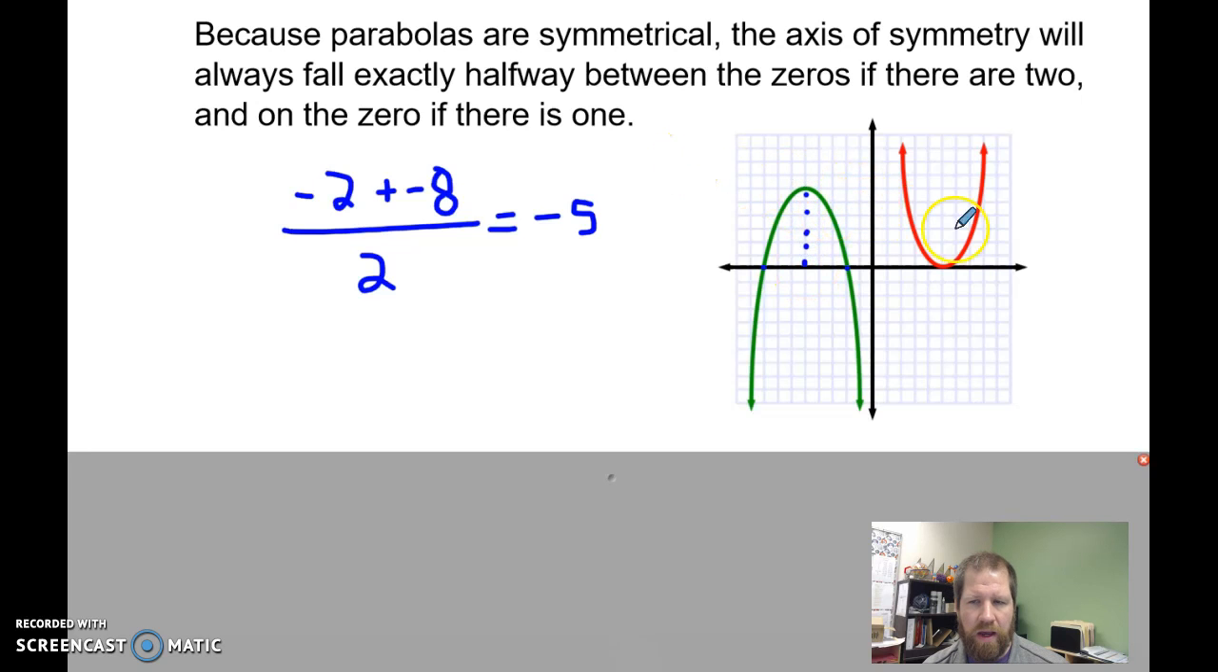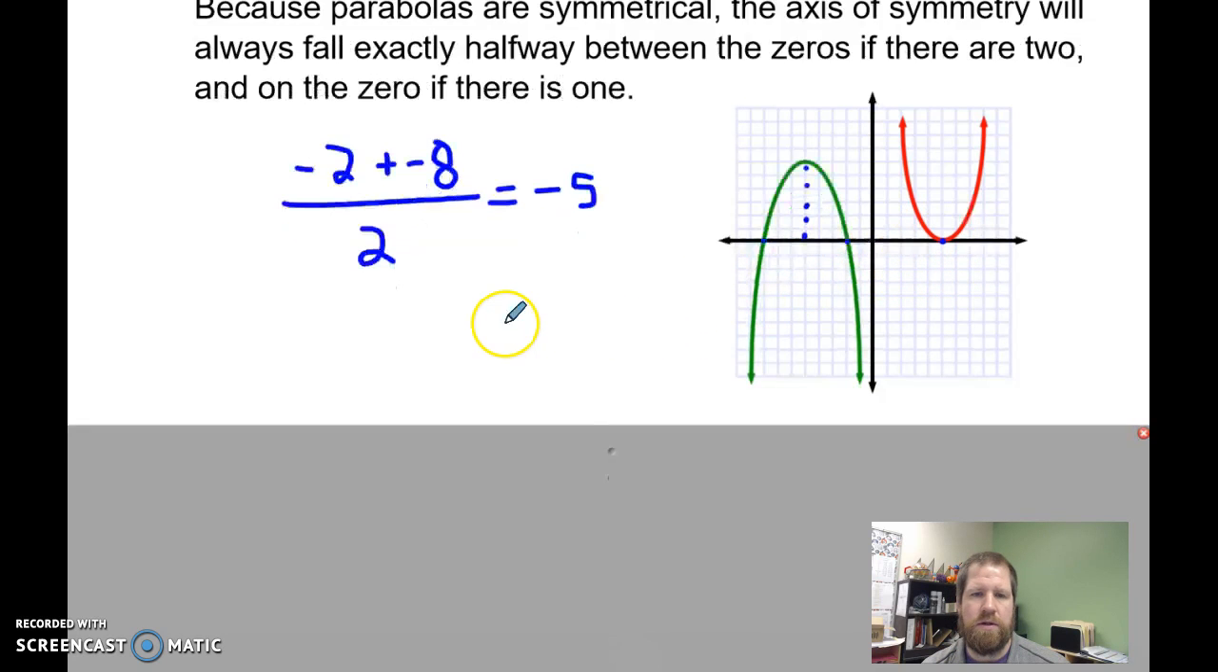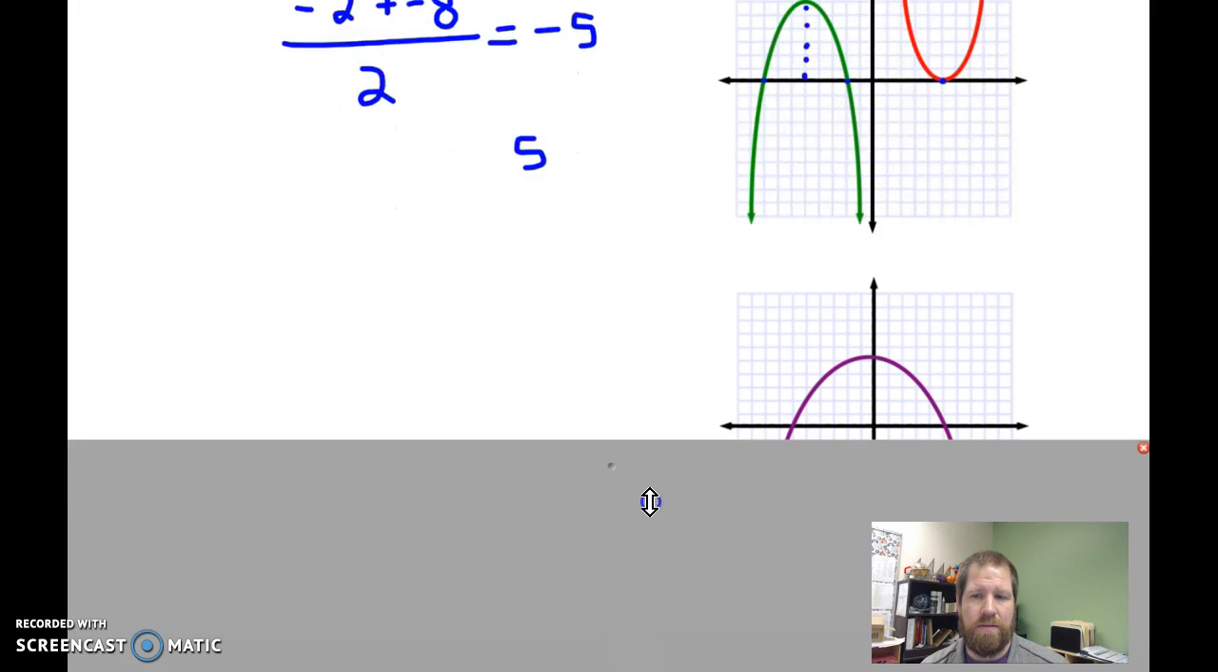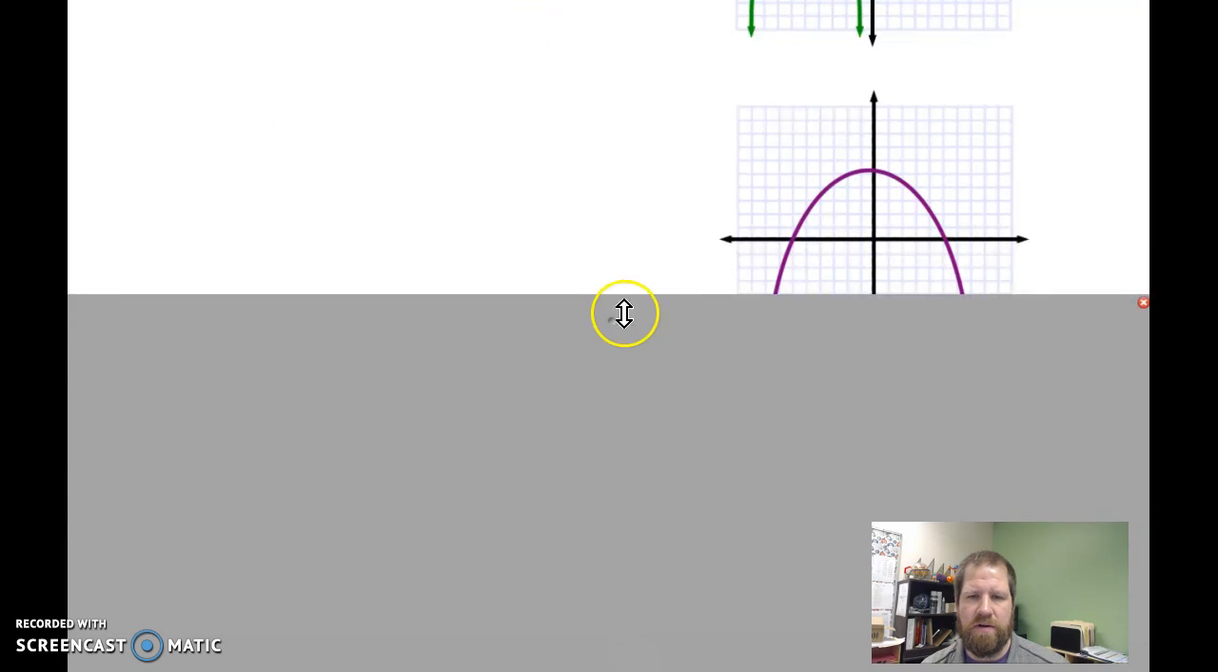If there's just one zero, it's very easy to figure out because the zero is going to be the same as the axis of symmetry, the same as the vertex. So this zero is at 1, 2, 3, 4, 5. So my axis of symmetry for this one is going to equal 5. Pretty straightforward. Sometimes you'll get ones that are a little bit more difficult.